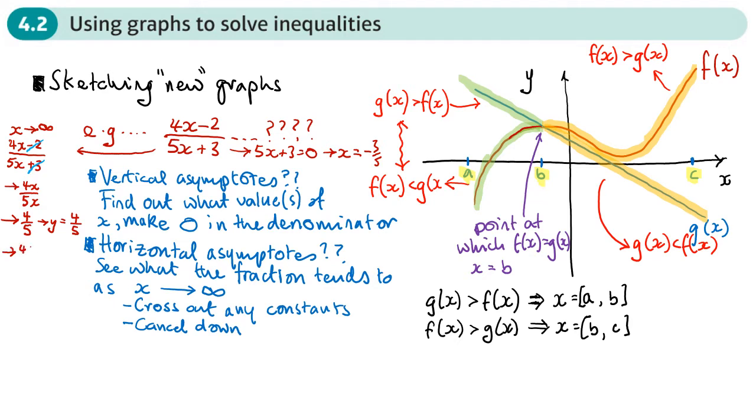You could write 4 times infinity over 5 times infinity if you find that helpful, and then cross out the infinities because they cancel out. And that will tell you what it tends to as x tends to infinity. So that will give you any horizontal asymptotes. So we've got vertical asymptotes, we've got horizontal asymptotes. Now, what we need to do after that is we need to see where the graph is. What do I mean by that?